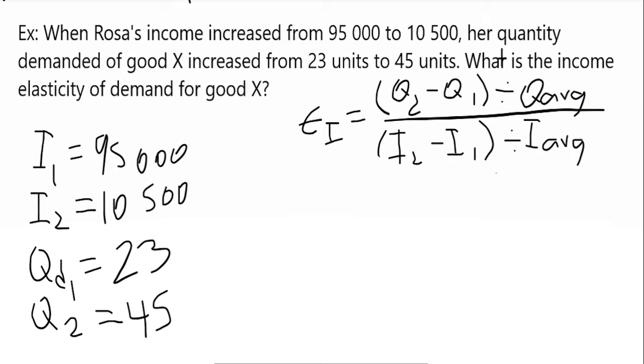All right, so now that we have our income elasticity equation written down, we're going to plug in these values. So we have Q2, which we know is 45, minus 23, all divided by their average. So 45 plus 23 divided by 2. Stop the video, calculate it. You'll get 34.